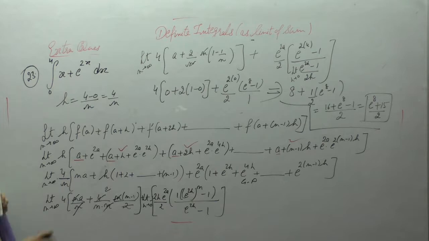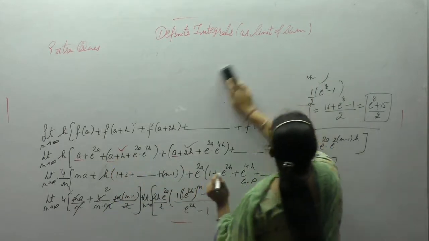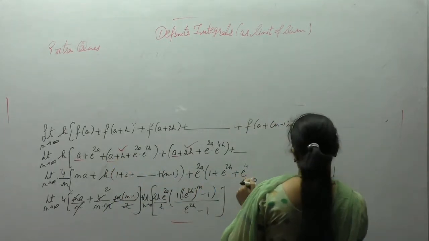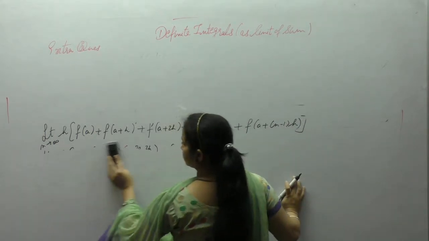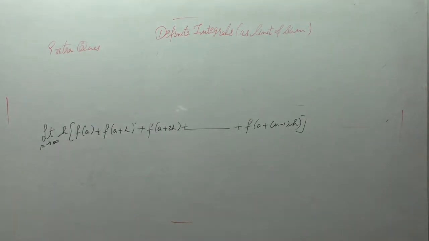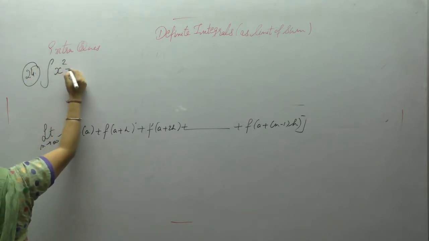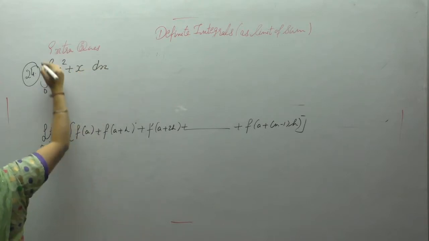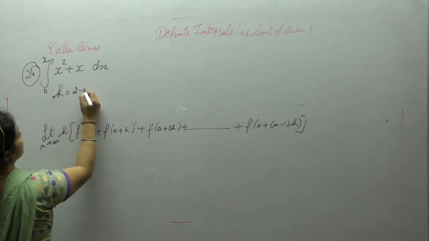Now the next question is integral of x square plus x dx, limit is 0 to 2. What is h here? Upper limit minus lower limit by n.